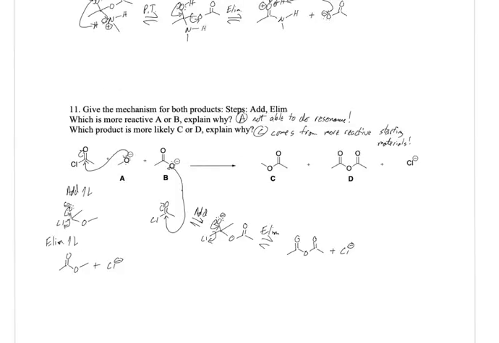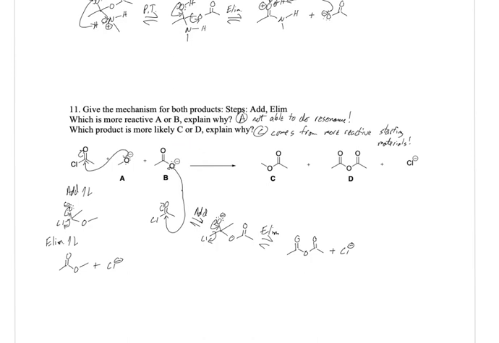So this one talks a little bit about two options, A and B, and it's asking you, the mechanism is addition and elimination. So you add, break a pi bond, then make a pi bond again. And you can see the chlorine is the leaving group in both cases. You have two nucleophiles. And so you could do the mechanism, add, eliminate, right? So both products, so two mechanisms. Which one's more reactive, A or B? A is more reactive because it can't do resonance.